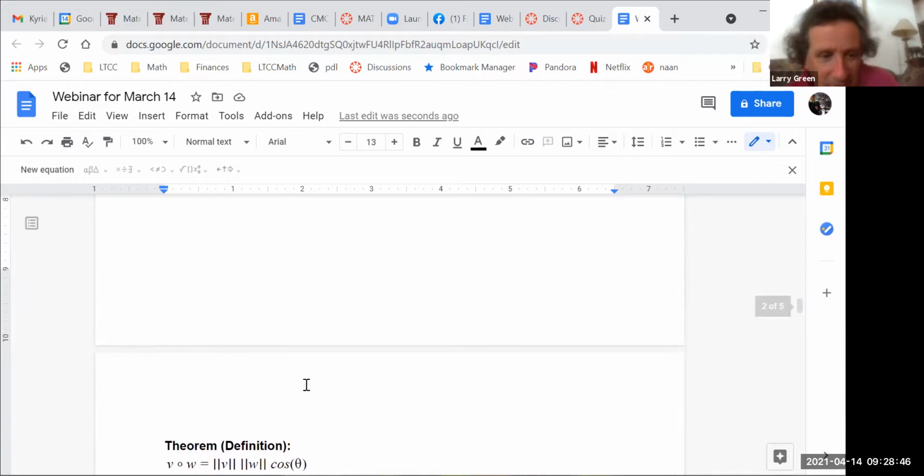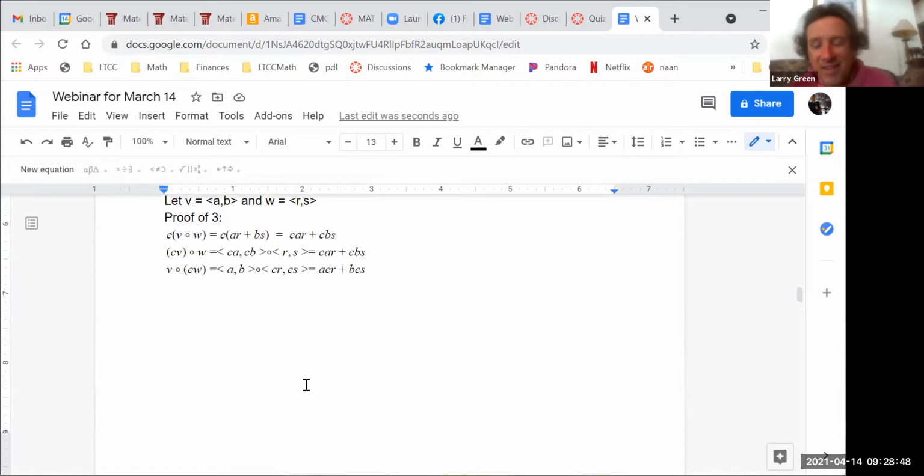Okay, now comes an interesting definition. I want to see if you could tell me, what does it mean if you have two vectors? What does it mean to say theta is the angle between those two vectors? What does that mean?